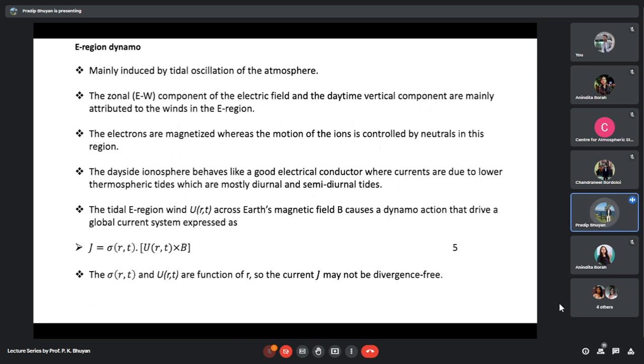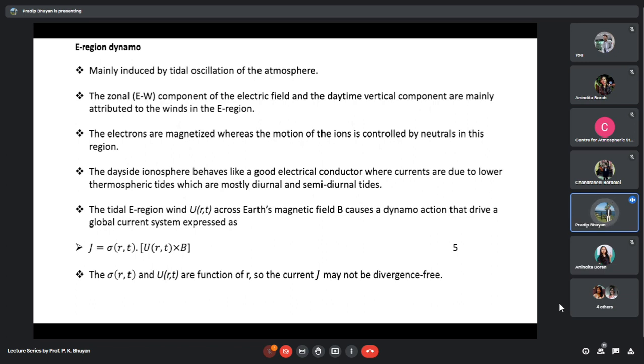Okay? So what happens? You may have also other tides, say diurnal, semi-diurnal, then tridiurnal kind of thing. Other components may also be possible. Why? Because if you look at the thermospheric tides, how it behaves or how it oscillates, it will be similar to a square wave. Not exactly similar, but it will be similar to a square wave. So you can break it up into components.